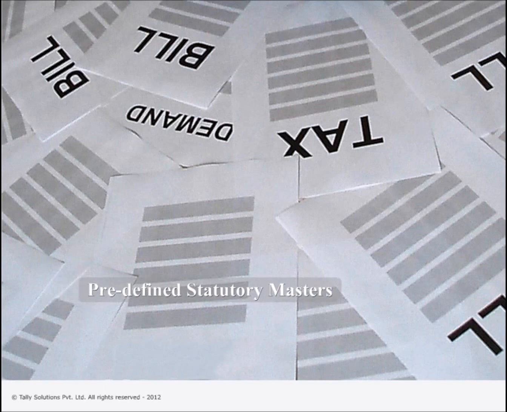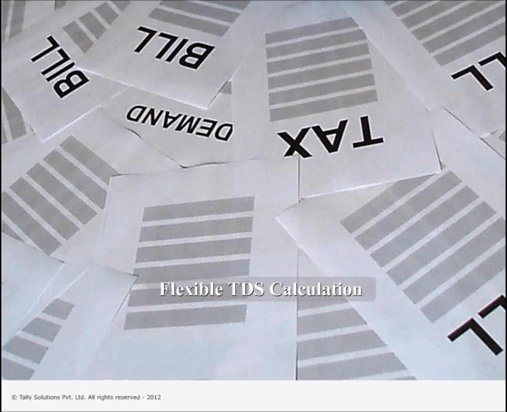TDS percentages, deductee types and nature of payments are predefined in Tally. TDS percentages are applicable based on the deductee type and nature of payment. Tally will also allow you to change TDS percentage in case of lower or zero rate deduction. It goes a step further in providing TDS sections for all types of payments selected in TDS transactions.